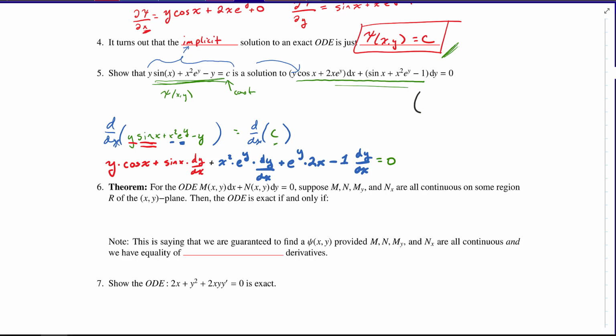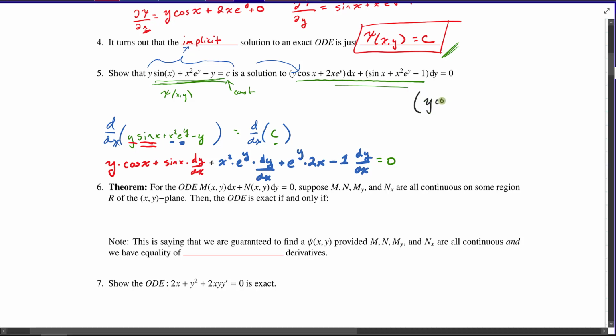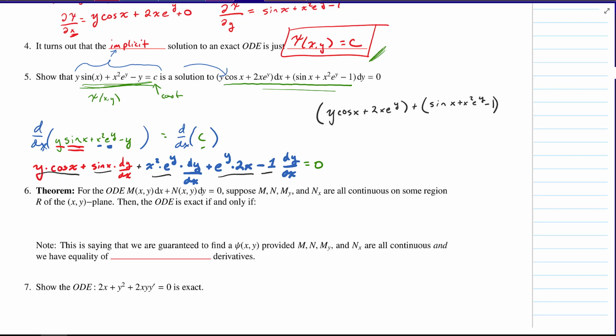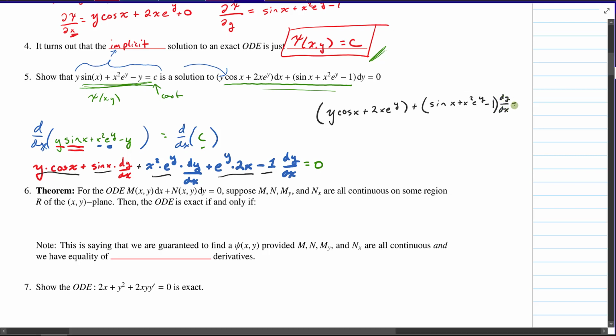Grouping together all of my non-y prime terms, I've got y cosine x. That's this term, which has no y prime in it, and then this term, which has no y prime in it. So I'm going to put plus 2x e to the y. And then I'm going to group together all the y prime terms. So I've got that sine of x, I've got this x squared e to the y, and I've got this minus 1, all of that times dy/dx is equal to 0.